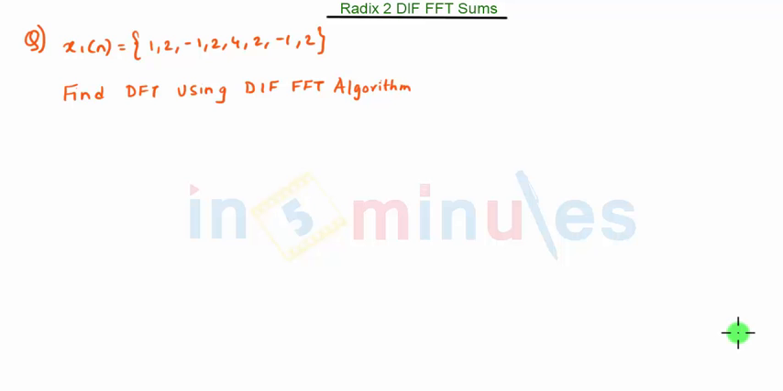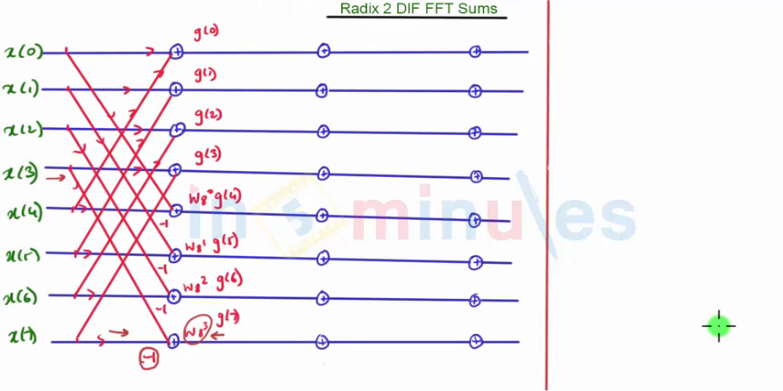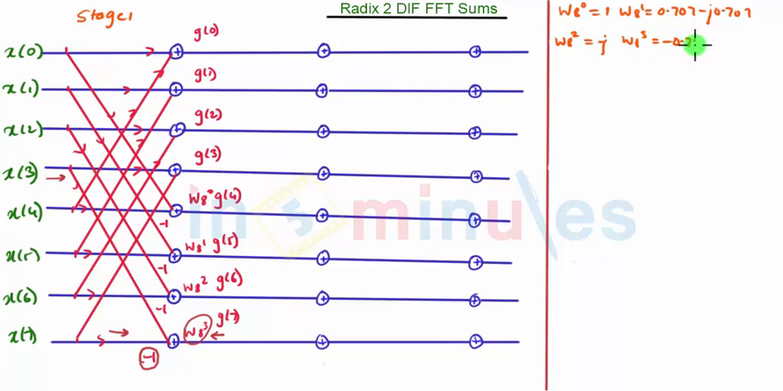So first, let us draw the flow graph. So this is the first stage. Let us write it as stage 1. Now we will compute the first stage, but first, let us write the values of the twiddle factor, that is W_8^0 is 1, W_8^1 is 0.707 - j0.707, W_8^2 is -j, W_8^3 is -0.707 - j0.707.